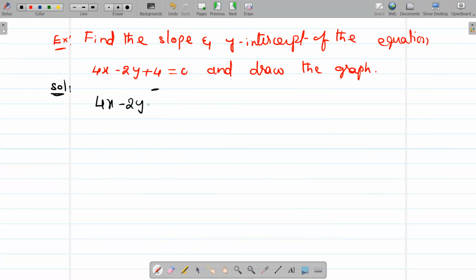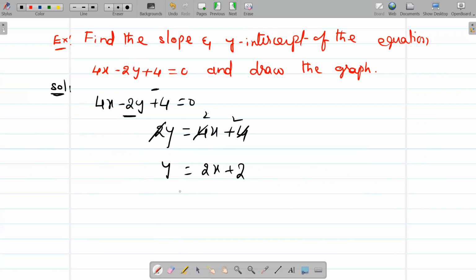Let us take the equation 4x minus 2y plus 4 is equal to 0. Let us write this in the form y equal to mx plus c. For that, you have to take this term to the other side of the equality symbol. So if minus 2y goes to the other side, it becomes plus 2y. So 2y is equal to 4x plus 4. If you simplify this further, dividing by 2, y is equal to 2x plus 2. So this is the equation we have got.